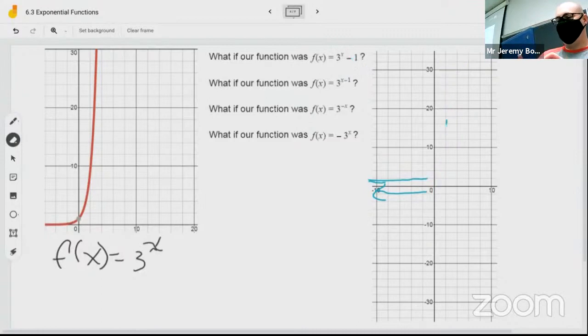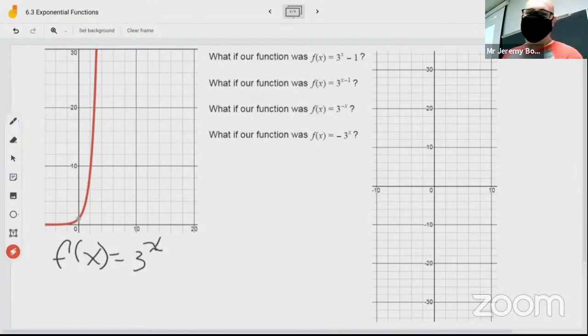We'll look at some notes on what each one means. What have we got here? What if our function was 3 raised to the x minus 1? So the minus 1 is now within the exponent. It's going to be a tough one. Let's look at some values and see if we can figure it out.